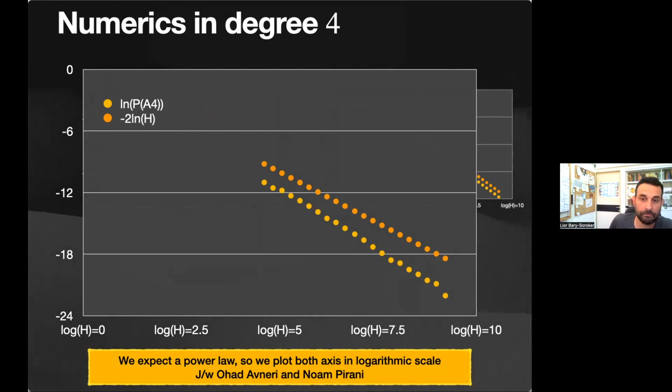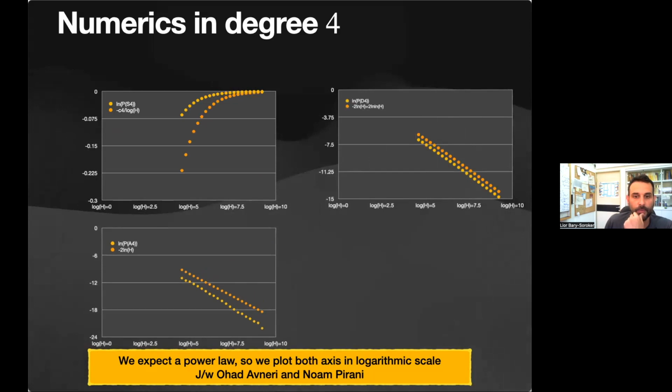It depends on how far you look on it. I mean, if they are parallel, then it means that up to a multiplicative constant, they are the same. But I'm not sure that this is convincing to be parallel, but this is what we got.